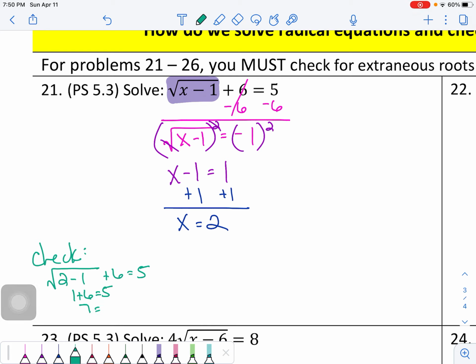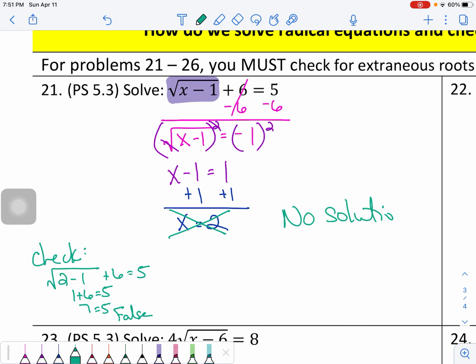So I'm getting a statement that says 7 is equal to 5. Last time I checked, that is not a true statement. So this is false, which means that this answer is not the correct answer. It is called an extraneous solution or extraneous root. That was our only possible answer here. So because we have eliminated that answer, the answer here is no solution. There is actually no value that will make that equation work. All right.